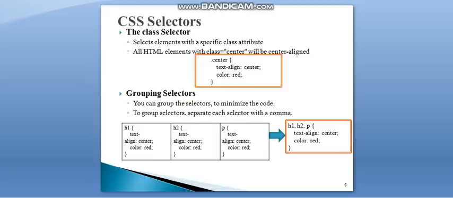Grouping selectors. You can group selectors to minimize the code. To group selectors, separate each selector with a comma. An example is given. h1 text-align center, color red. h2 text-align center, color red. p text-align center, color red. Grouped: h1, h2, p { text-align: center; color: red; } with curly braces.